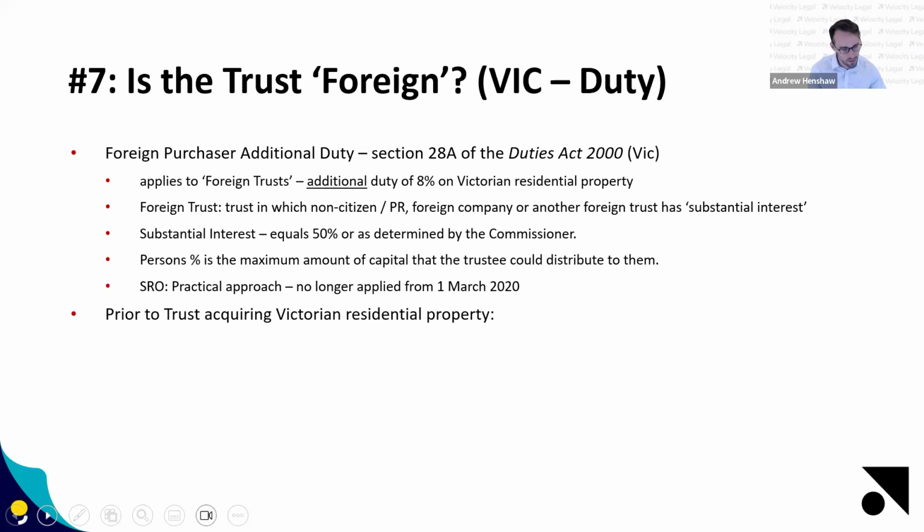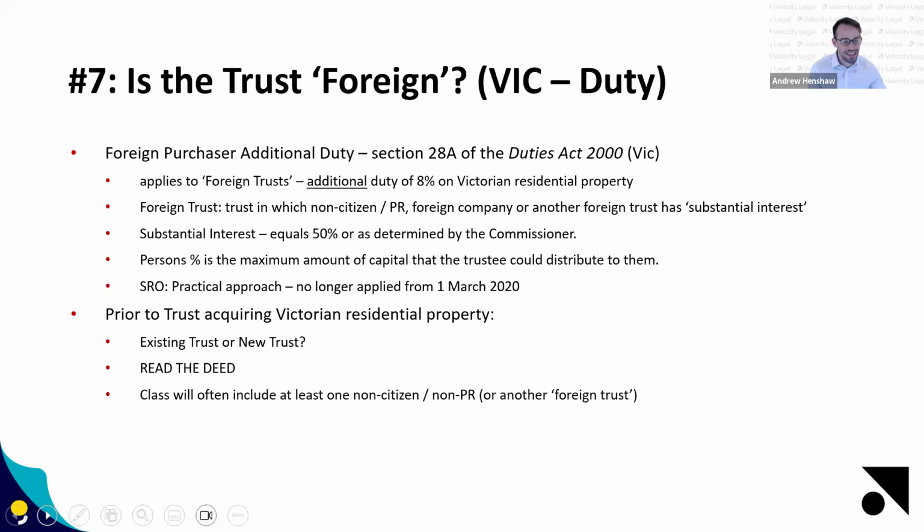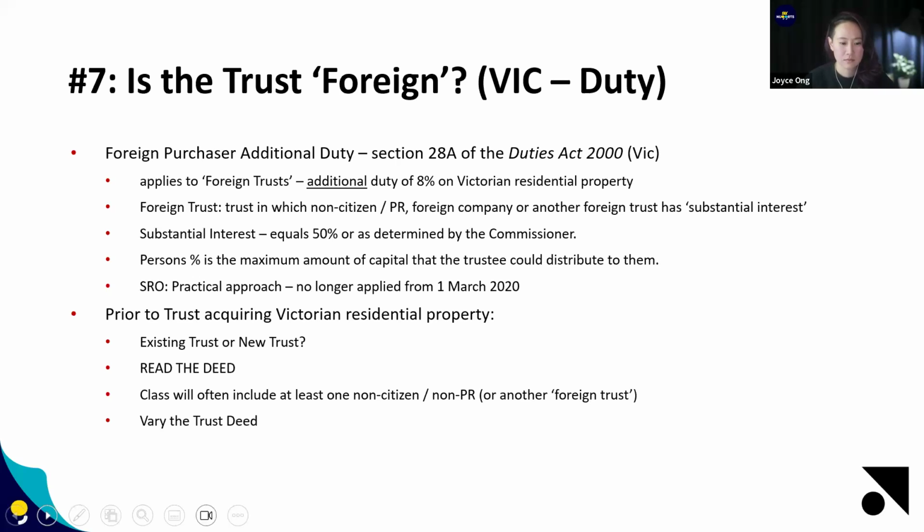So prior to a trust acquiring property, if it's Victorian residential, firstly, is it an existing trust? If it is, read the deed. If it's a new trust, make sure the deed's set up correctly. Read the deed. Usually the class will include at least one non-citizen or non-PR or some other trust that doesn't have, because other trusts will be beneficiaries. So there'll probably be some way that someone that falls within that foreign person class will be a beneficiary. If there is, vary the trustee and do that before property is acquired. Do it afterwards, it doesn't do anything.